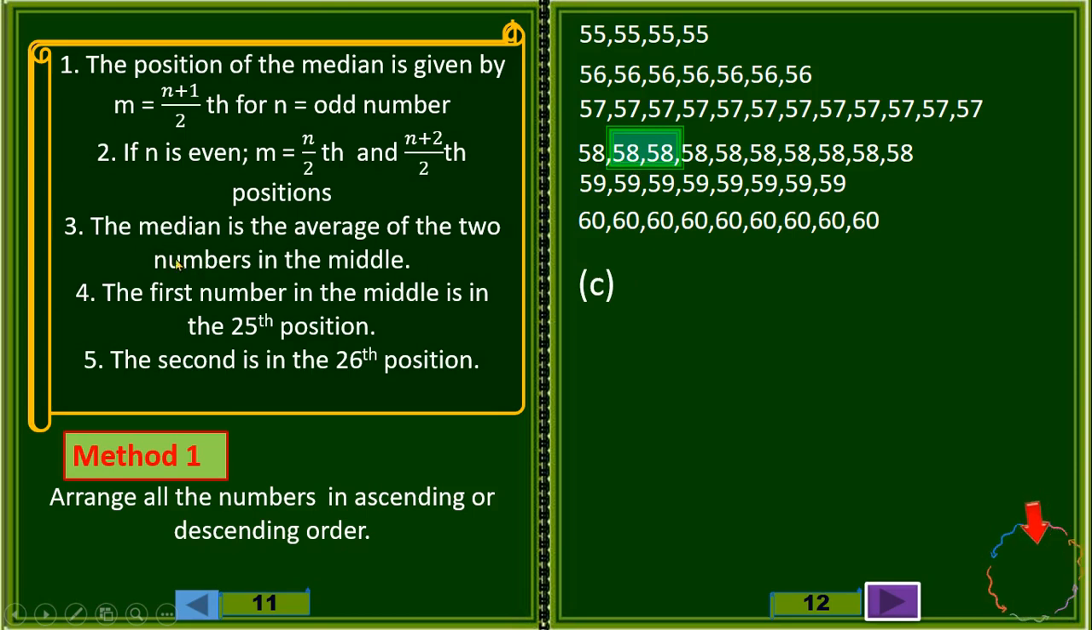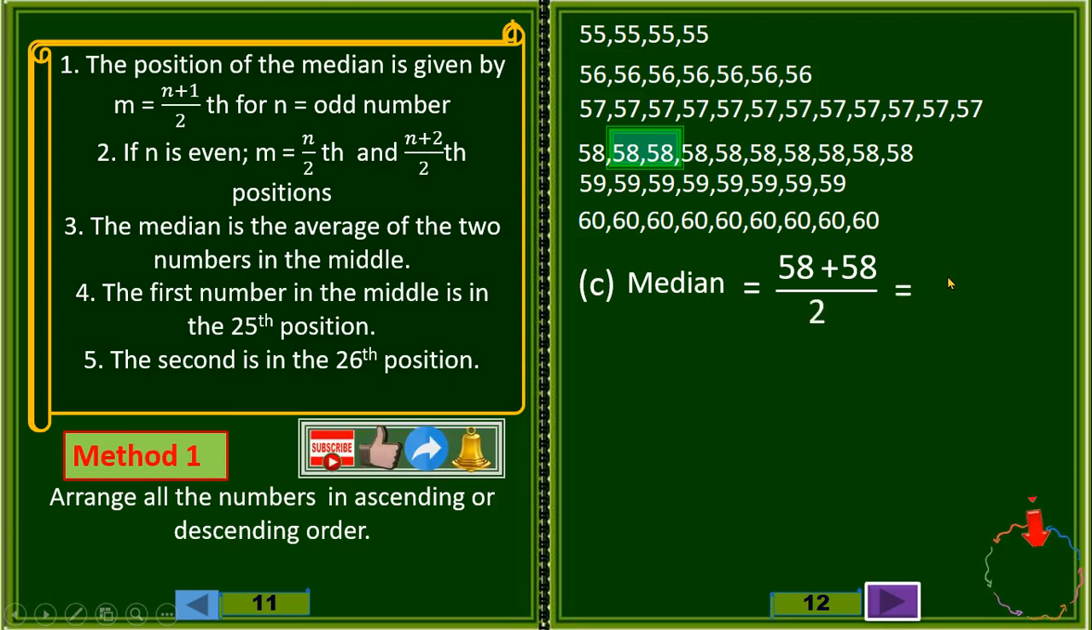According to number 3, the median should be the average of these two numbers. So therefore the median will give me 58 plus 58 divided by 2, the average of the two numbers in the middle. That will give me 58 kilogram. Therefore the median mass is 58 kilogram.